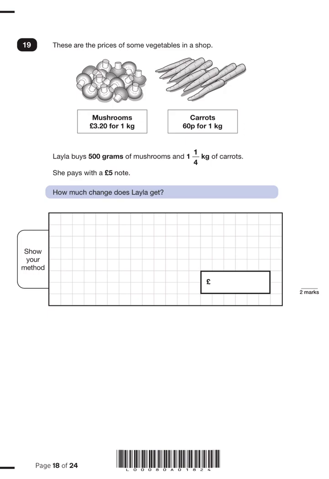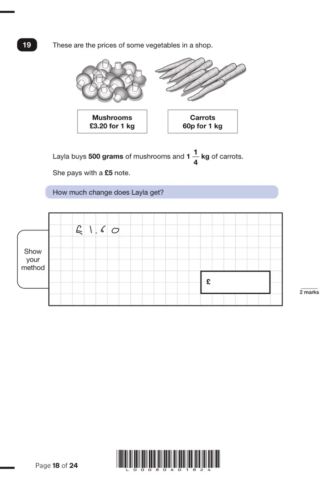Number 19. These are the prices of some vegetables in a shop. Mushrooms, £3.20 for a kilogram. Carrots, 60p. Leila buys 500 grams of mushrooms and 1 1/4 kilograms of carrots. She pays with a £5 note. How much change does she get? 500 grams is half a kilogram, and that is of mushrooms. Mushrooms is £3.20. Half of £3.20 is £1.60.